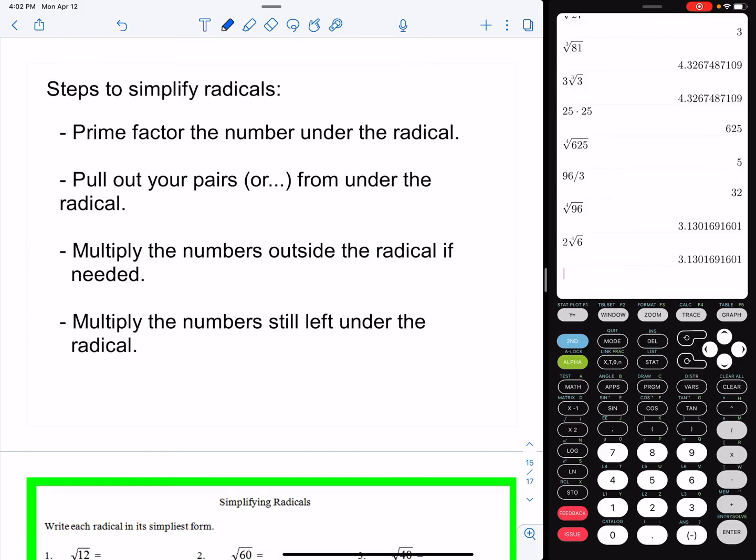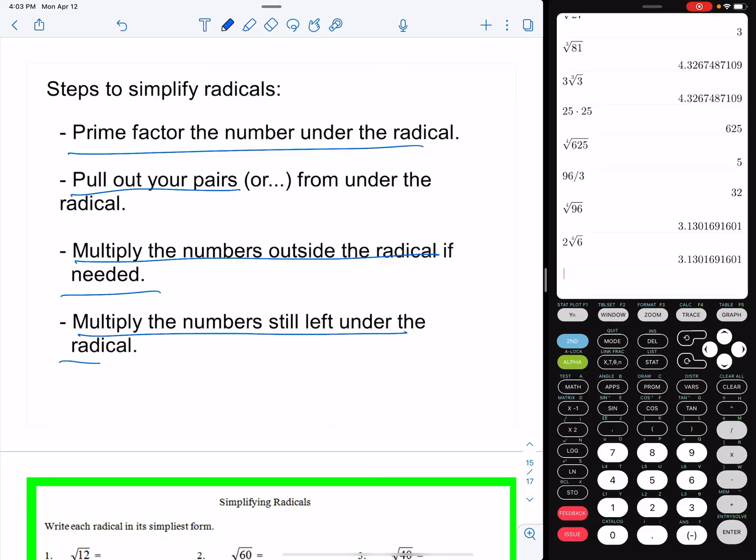Okay, so just to review, the first thing that we do is we prime factor the number under the radical. Okay, so we break everything down. The second thing, you pull out your pairs. Or if it's a 3, you pull out your 3 of a kinds. Or if it's a 4, you pull out your 4 of a kinds from underneath the radical. You take the numbers on the outside, whatever's out there, you put them together through multiplication. You take the numbers on the inside, the ones that are left, and you put those back together through multiplication. Then you check your answers just to make sure that it's correct.